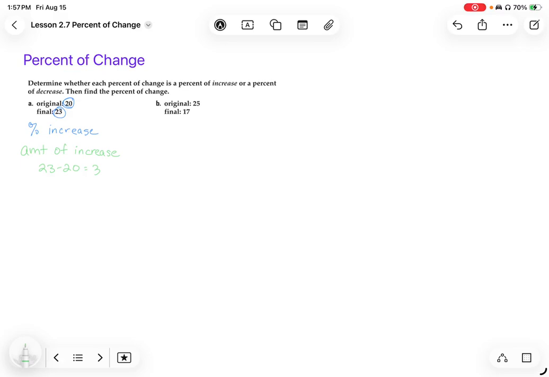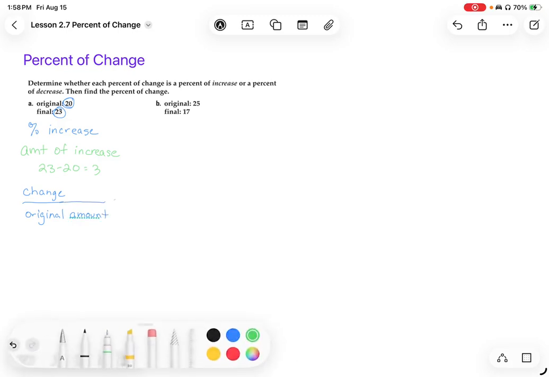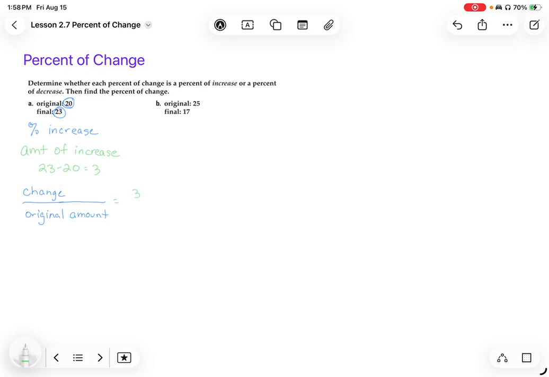And so we're going to set up our proportion by doing the change over the original amount. That is how we're going to figure out the percent increase, the change over the original amount, which in this problem is going to be the change of 3 over the original amount, which was 20. Great. Now a proportion has to have two ratios, and 3 over 20 is our first ratio.